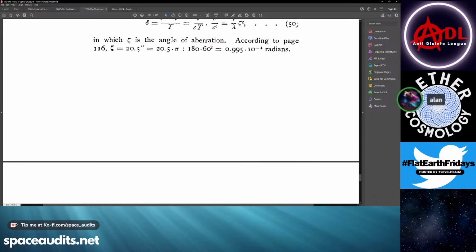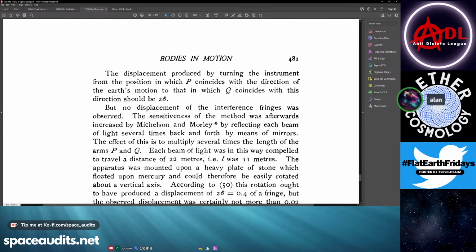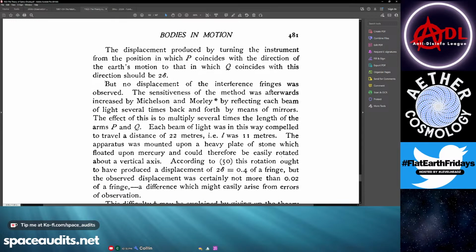Sorry, so z equals 20.5 arc seconds, equals 20.5 times pi, ratio to, was that the speed of light squared, equals 0.995 times 10 to the minus 4 radians. This displacement produced by turning the instrument from the position in which P coincides with the direction of Earth's motion to that in which Q coincides with the direction would be 2 delta. But no displacement of the interference fringes was observed.